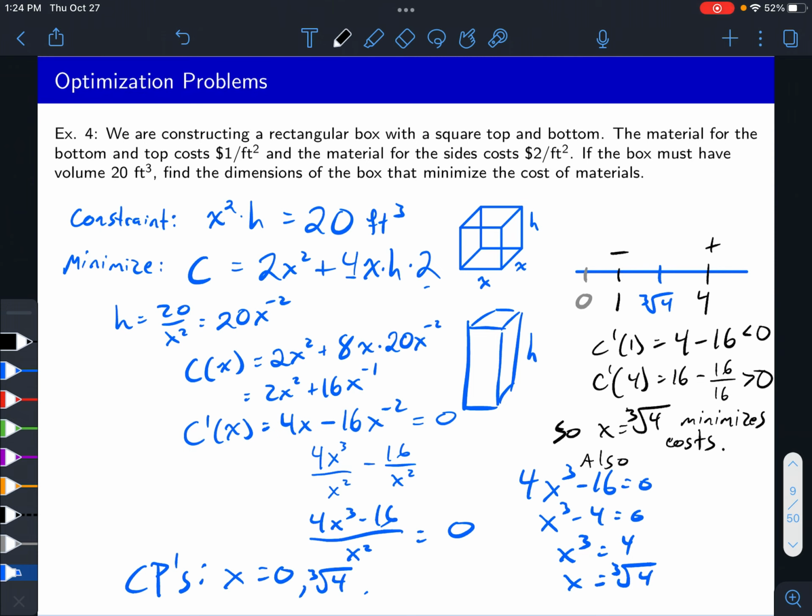We also need to know what our height would be. Our height is just given by this, just 20 over the x value squared. So height would be 20 over the cube root of 4, but then squared. Also, we should probably put our units in here, so these are both measured in feet.